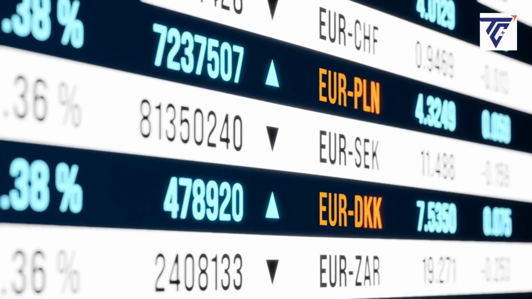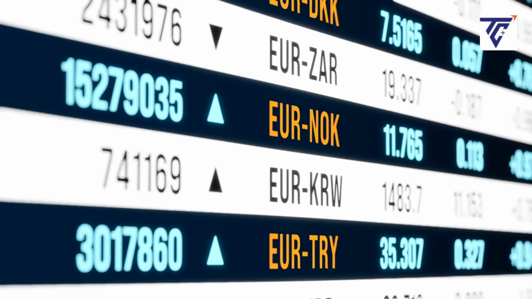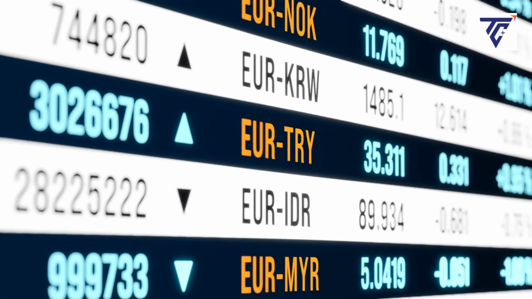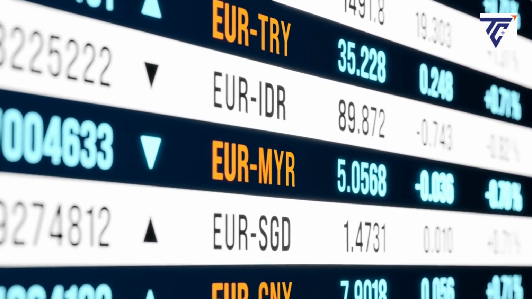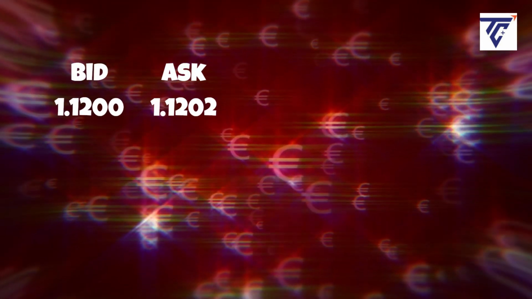Remember that tiny gap between the bid and ask price? That's called the spread. It's essentially the cost of doing business in Forex. Traders aim to minimize this spread because it directly impacts their profits. Let's say you want to buy euros. The bid price is 1.1200, and the ask price is 1.1202. So, you'll have to pay 1.1202 to buy €1. But when you sell it back, you'll only get 1.1200. That 0.0002 difference is the spread.